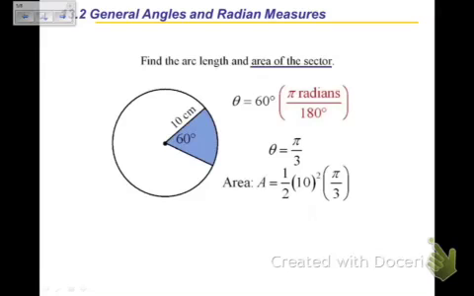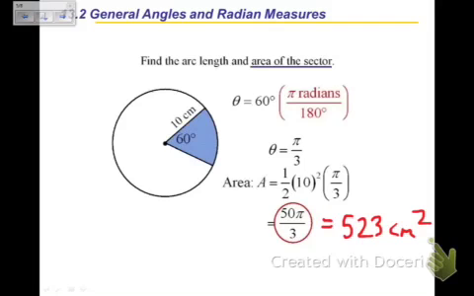Multiply across. 10 squared is 100. 100 divided by 2 is 50. So 50 pi divided by 3. And again, you could leave that as your answer, or you could take 50 times 3.14 divided by 3, and you actually get 52.3 centimeters squared. It'd be centimeters squared here because it is area, so use your centimeters and square it. Make sure to label. So there is arc length and area of a sector.